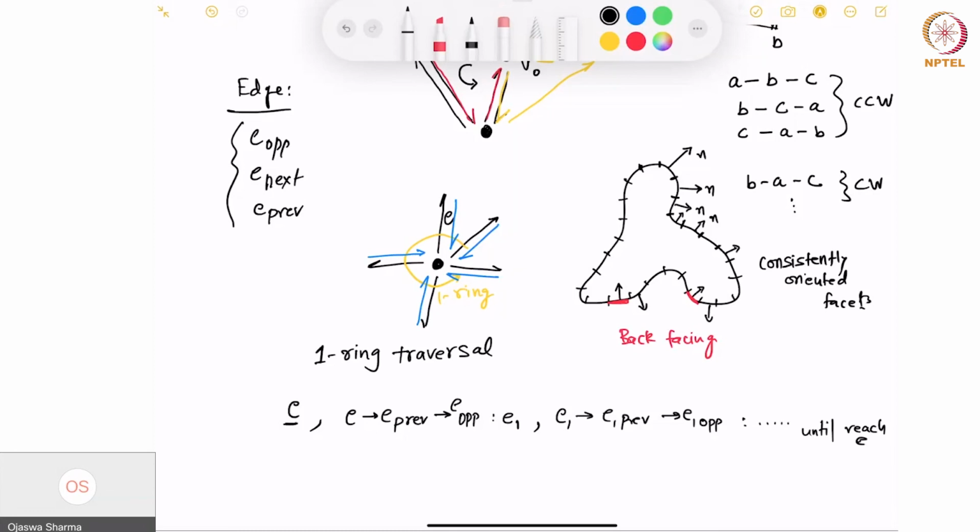Similarly, you can do one ring traversal for facets as well. That is, traverse all the sides of a face instead of traversing edges of a vertex.